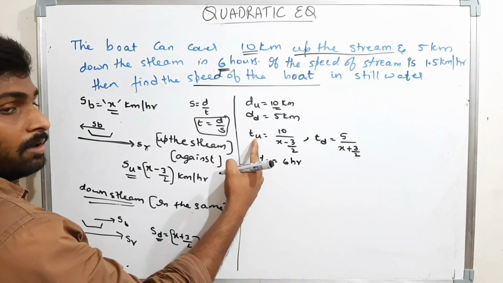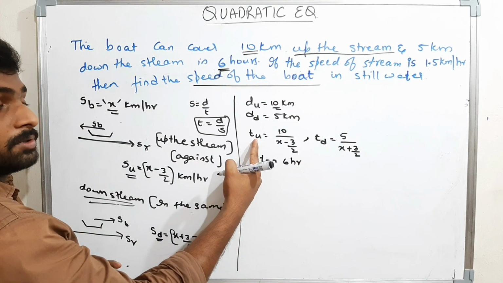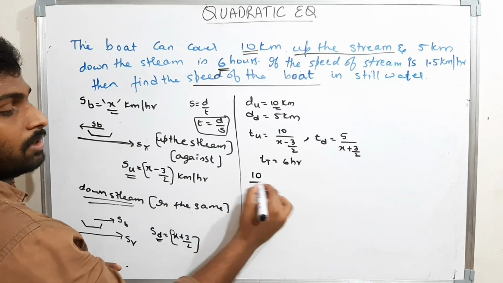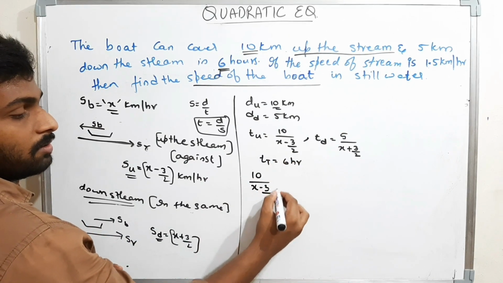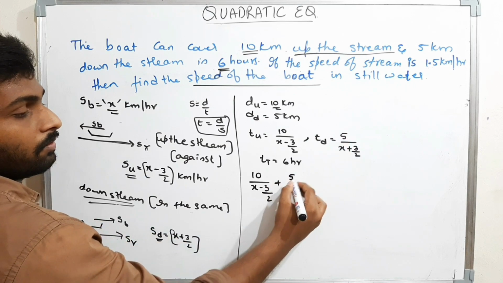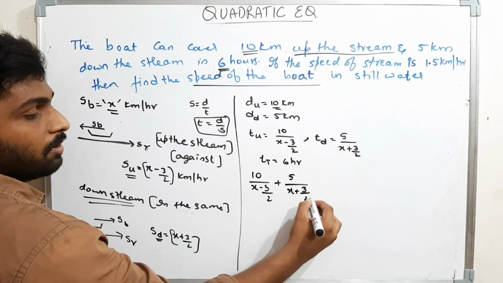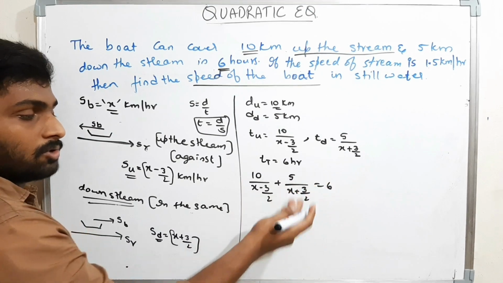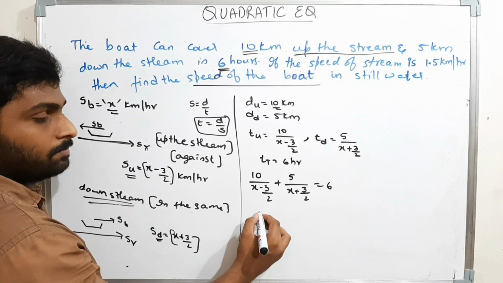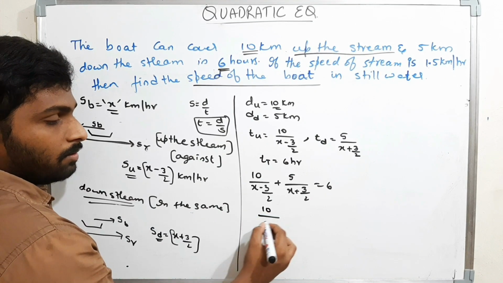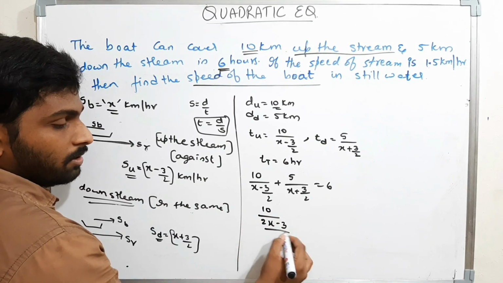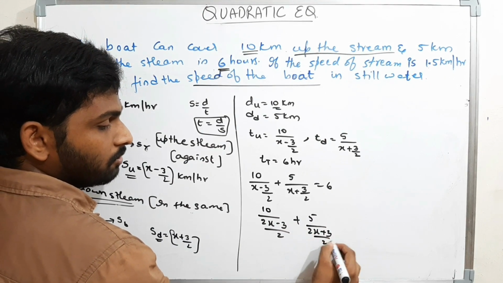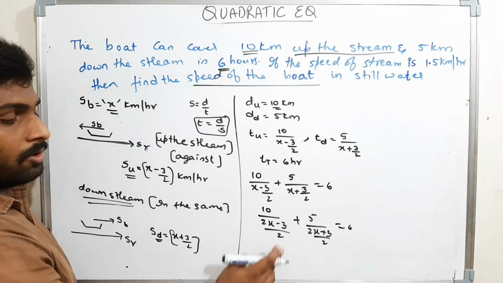Therefore, the time for which the boat traveled in upstream plus the time the boat traveled in downstream must be equal to 6 hours. Therefore, 10 by x minus 3 by 2 plus 5 by x plus 3 by 2 must be equal to 6. Now you got the equation. Now solve the equation, you will get the x value. Solve it. 10 by 2x minus 3 by 2 plus 5 by 2x plus 3 by 2 is equal to 6.